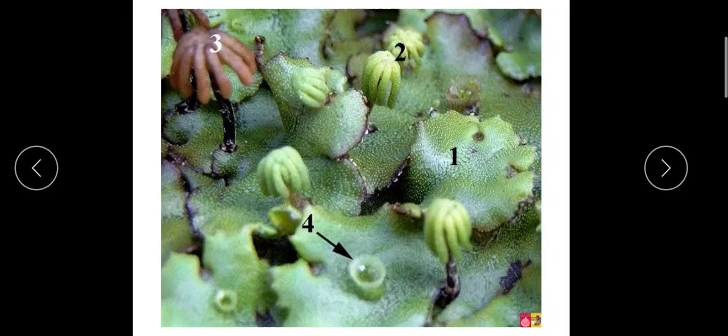And also the dorsal surface bears some cup-like structures which are called gemma cups, and these gemma cups are found along the midrib region of the dorsal surface. They are smooth and spiny also, and in some cases they may have fimbriate margins. These gemma cups bear gemmae, and that gemmae help in vegetative reproduction.